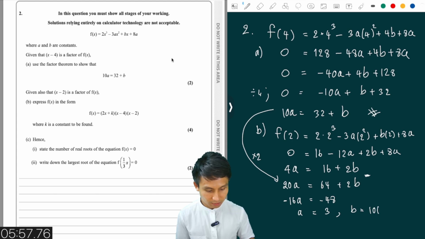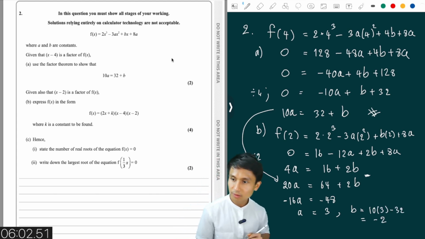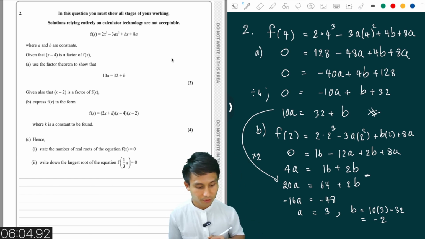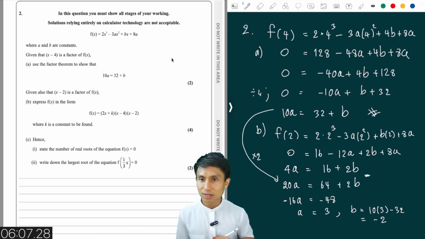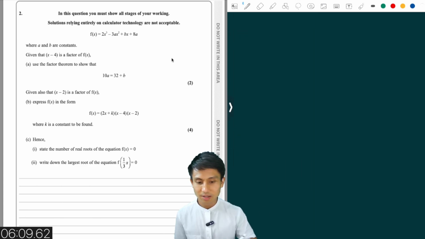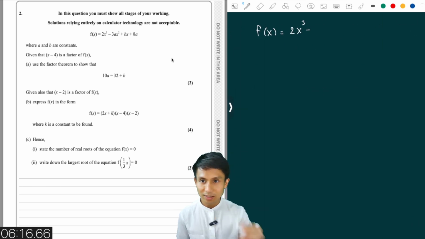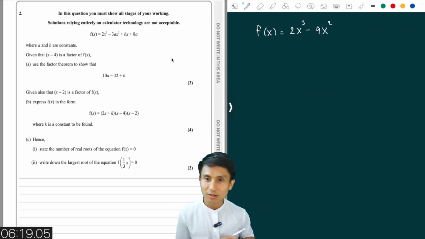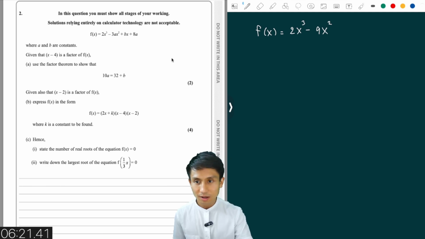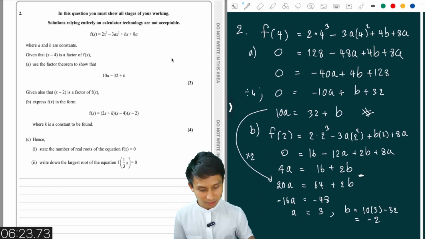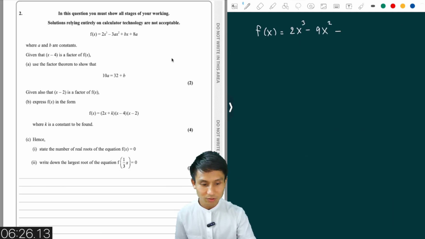Just 10 times 3 minus 32, just rearranging that. So we get minus 2 there. Okay, so b is minus 2. Now a is 3, b is minus 2. Just bear that in mind. So we have f(x) equals, a is 3, right? So that's 9x squared, just looking at the original expression again. Plus b is minus 2, right? So that would become minus 2x plus, and then a is 3, so that should be 24.